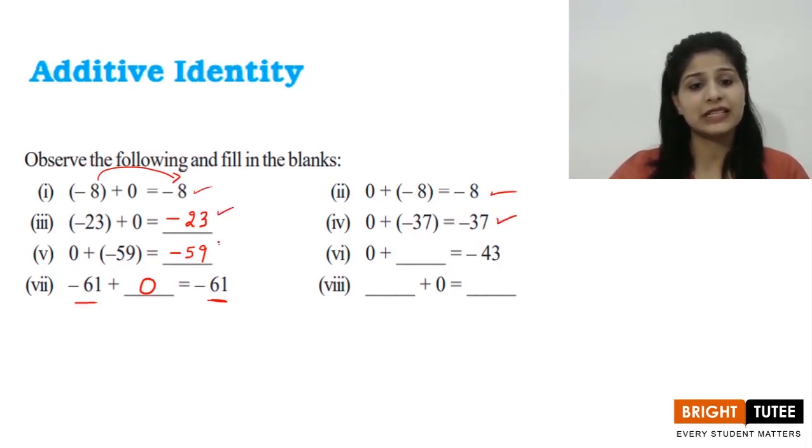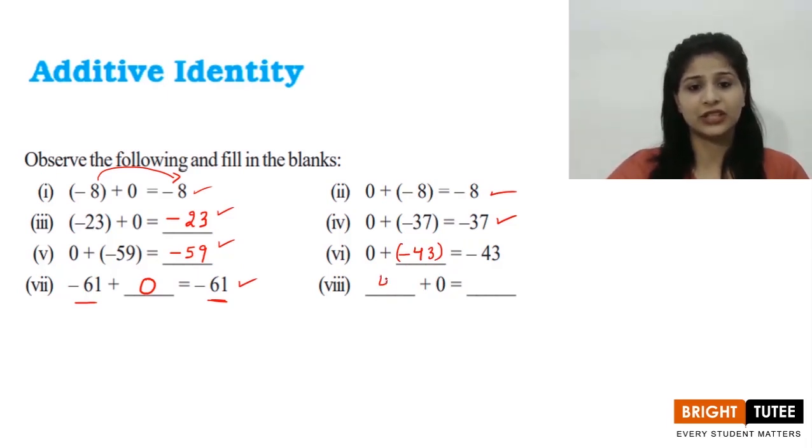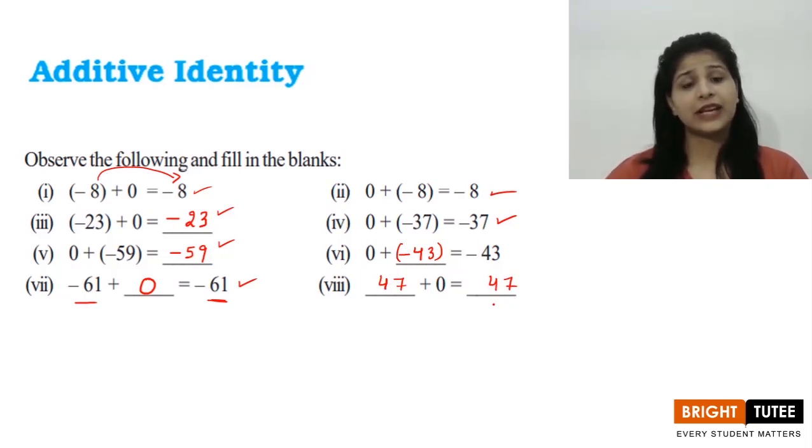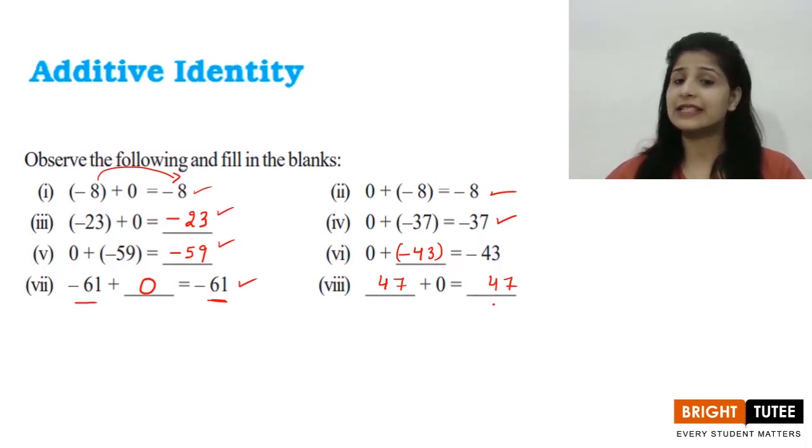Every time we are getting the same integer if you observe. And here if I have to get the same integer, I'll have to add minus 43 to it. And here if it is 0, then I can write any number here. I can just mention any integer here, 43, 44, 47, whatever, and I'll get the answer as same. So what do we observe? When we add 0 to the integers, then we get the answer as the same integer.